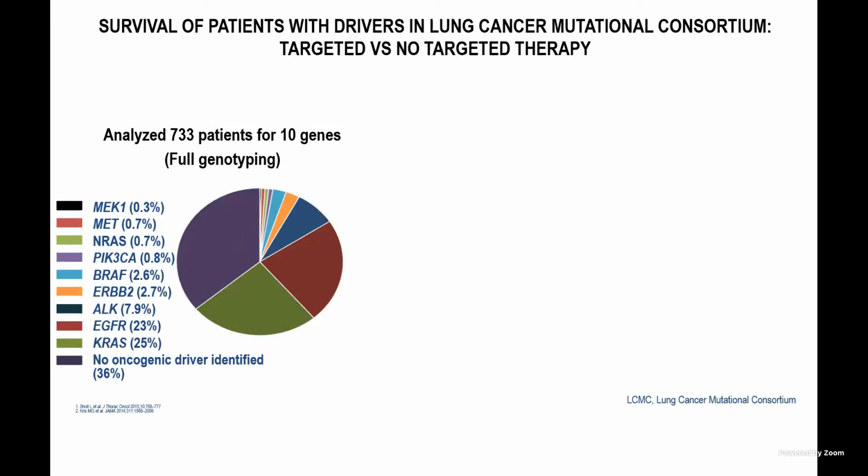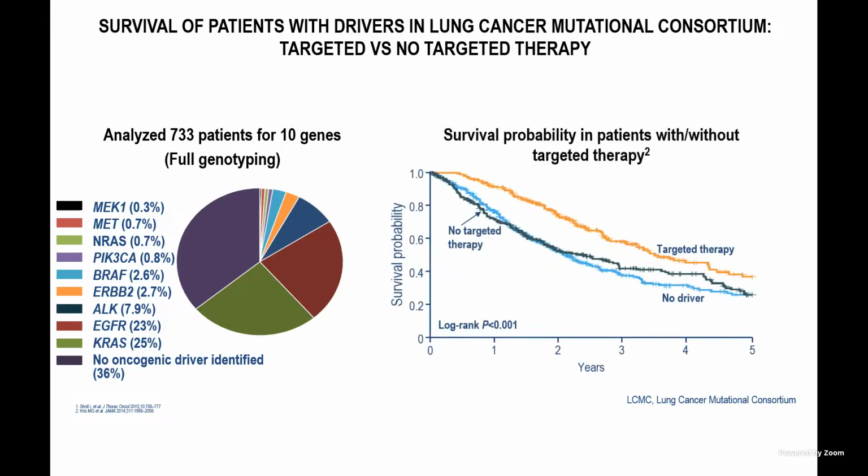And why it is important is highlighted in the Lung Cancer Mutation Consortium, which analyzed 733 patients for 10 genes. We can see on the right side in the graph that when the patients were put on targeted therapy, when the targets were available in the form of predictive biomarkers, the orange curve shows that the survival was very good as compared to when the patients were not put on targeted therapy or when no drivers were identified.